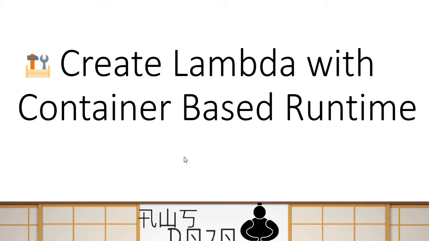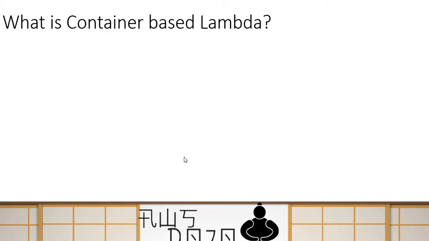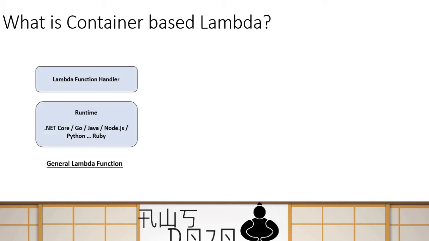So let's get started. So what exactly is container-based Lambda? If you look at a typical Lambda function, in the Lambda function, you select a runtime, and your runtime could be like .NET Core or Go or Java or Python. So you select a runtime. This becomes your runtime environment for your Lambda function, and then you write your function handler. That's how you create a typical Lambda function.